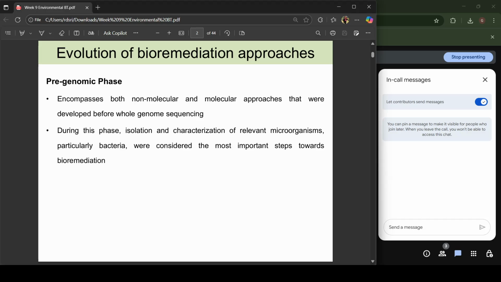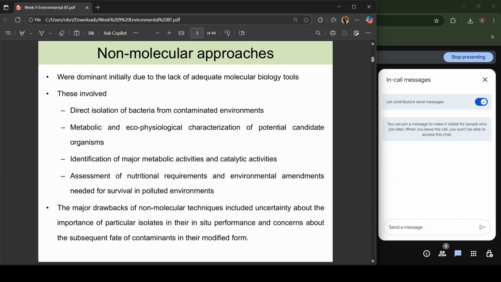In that point of view, the one thing that bridges this scientific understanding and the technological application is the biotechnological study. In that context, now we are seeing the pre-genomic phase. We now know that the pre-genomic phase focused on both non-molecular and molecular approaches. The non-molecular approaches were dominant initially due to the lack of adequate molecular biology tools.